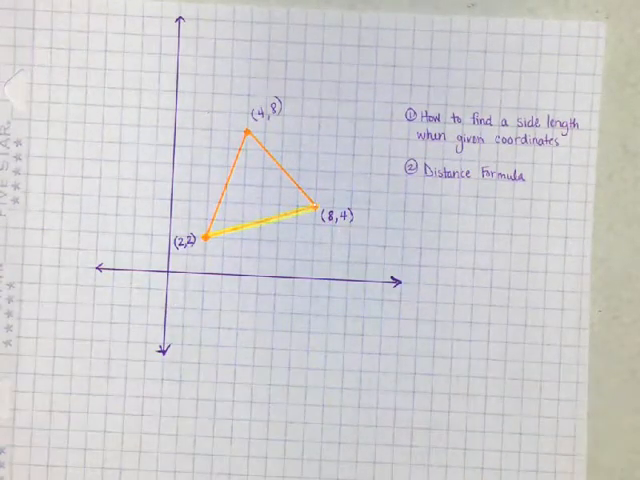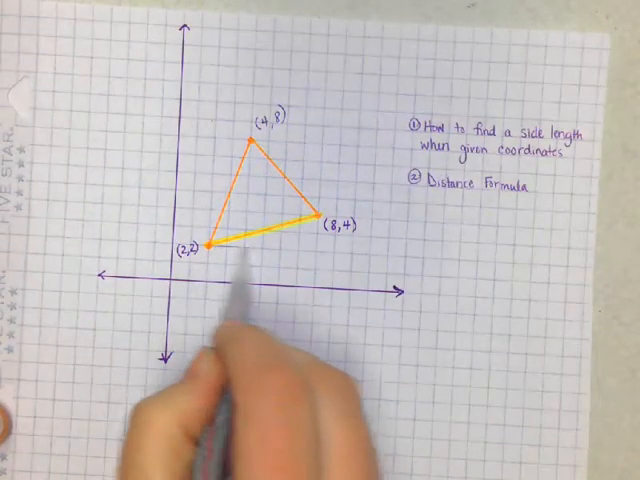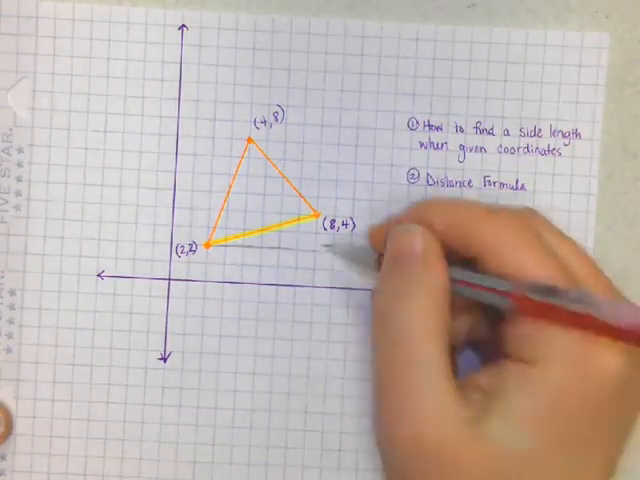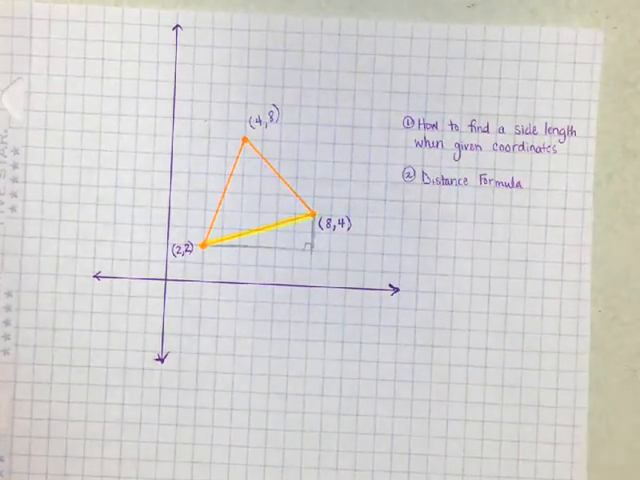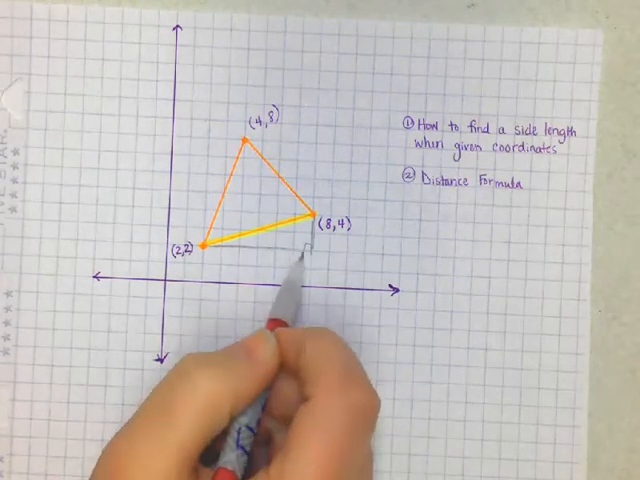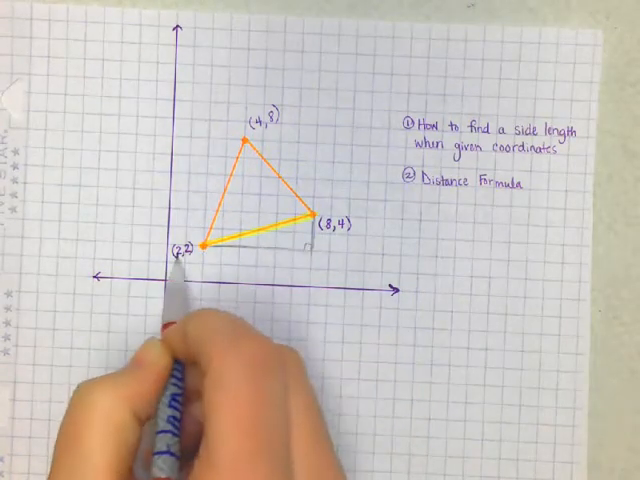So I would find this leg, which comes from taking this x value and subtracting the other x value. So 8 minus 2 gives me 6. I need to find the other leg, which takes this y value and subtracts that y value, and I get 2. And then I can square my legs and then take the square root to find the hypotenuse, and boom, I have the side of the triangle.